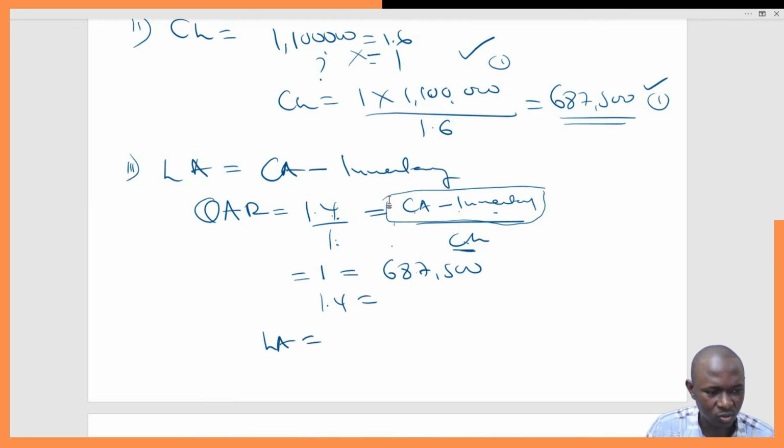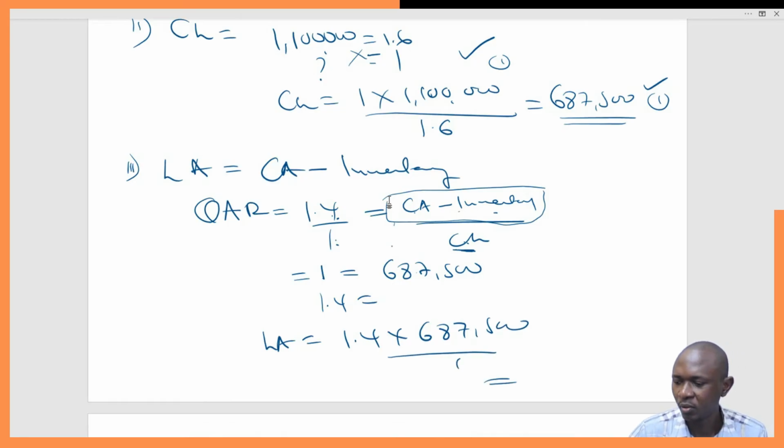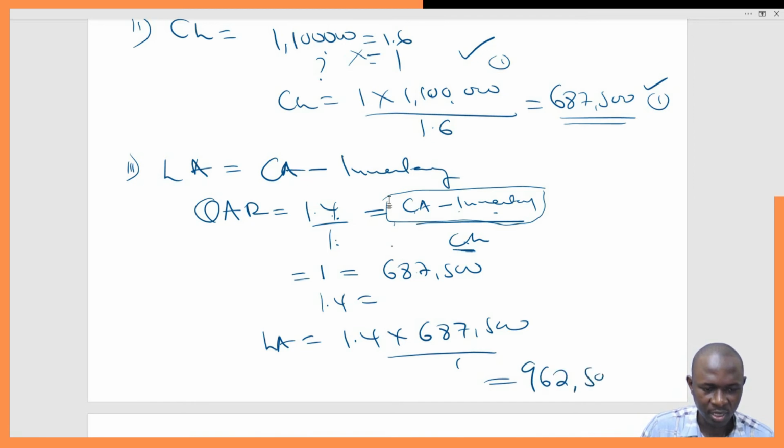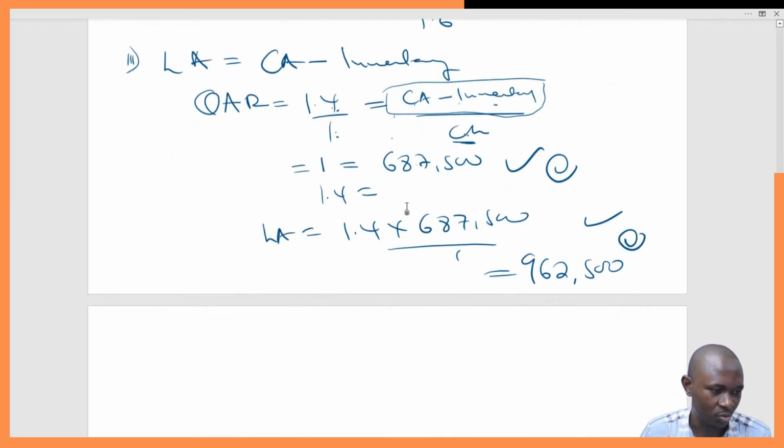So liquid assets is equal to 1.4 times 687,500 divided by 1, which gives us 1.4 times 687,500. That gives us 962,500. So that is our answer, 962,500. That is our liquid assets value. So again, 1 mark for this, 1 mark for this. That's how you get your 2 marks.